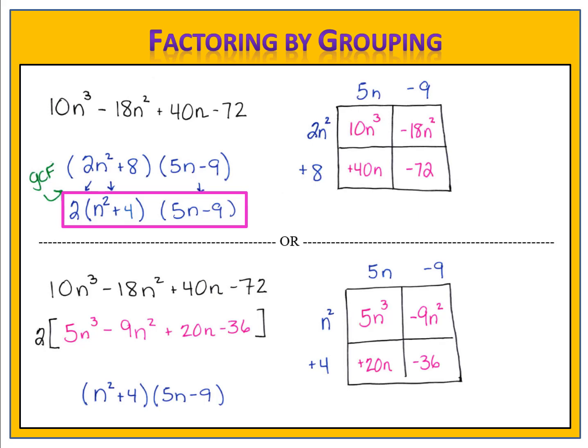Don't forget the 2 that we factored out in the beginning. That's one of the factors as well. And now we have our polynomial in factored form. The important lesson here is to notice that no matter which way I proceeded, whether I use the grid for factoring by grouping in the beginning, and then took out the common factor, or I took out the common factor first and then went to the grid to do factoring by grouping, I end up with the same result. Either method will work. Let's see if you can do a problem like this.